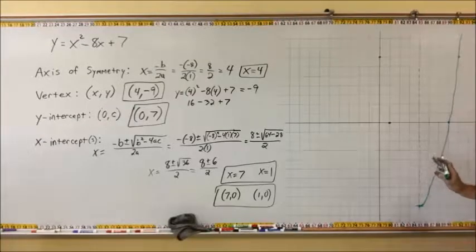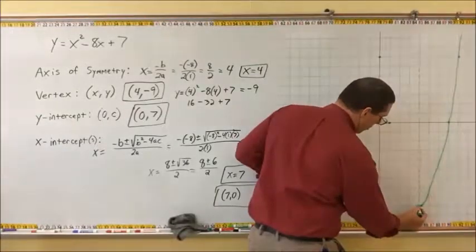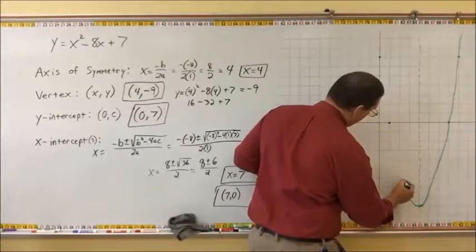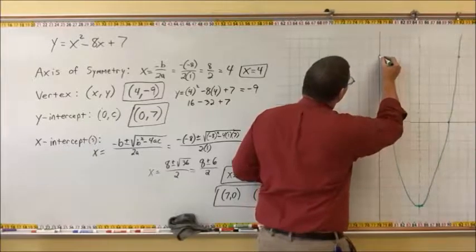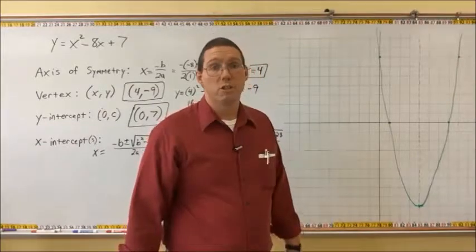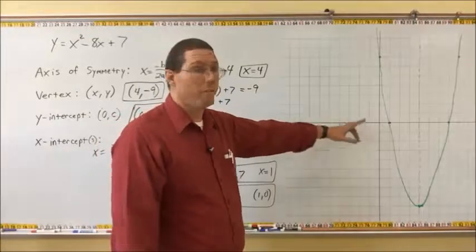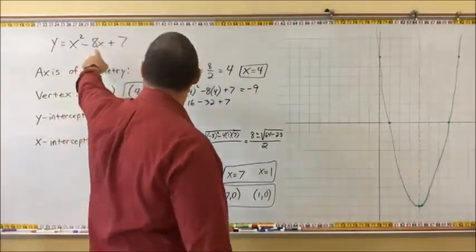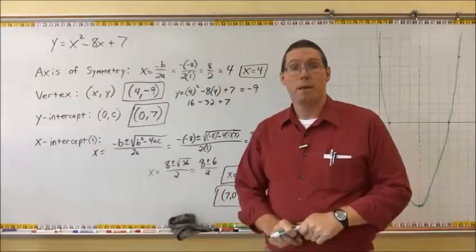It's a sketch. It's not going to be perfect. So then on this side, we're going to kind of curve it up. We're going to go through that point. And then we're going to go through that point. And now we have sketched the graph of a quadratic. That is the graph that goes with this quadratic function.